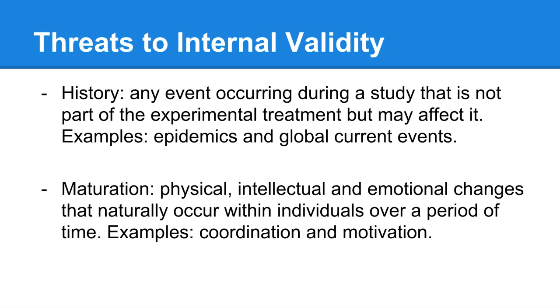Another thing is maturation, which is physical, intellectual, and emotional changes that naturally occur within individuals over a period of time. So you are testing children, and they might improve their coordination just because they mature. You need to be aware of times and things like that, so you can conclude that the manipulation of your variable made the difference or the outcome that you expected.